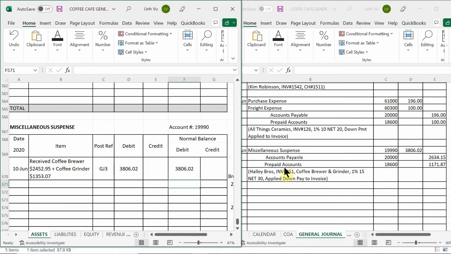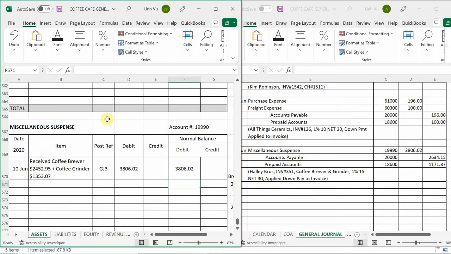All right. And I'll go ahead and allow you to do it this time because prepaid, actually it's fine. So let's see. So we already put in the miscellaneous expense for $3,806.02, which is a combination between the coffee brewer and coffee grinder.